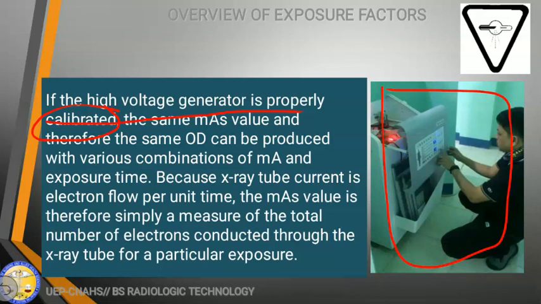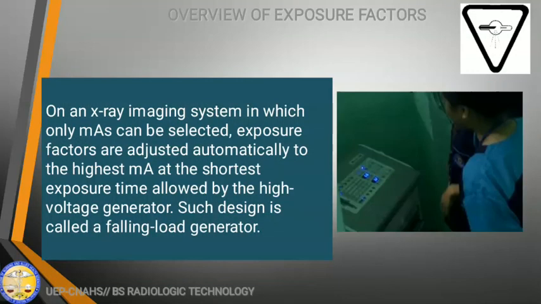So calibration is performed as part of our equipment maintenance. Because X-ray tube current is the electron flow per unit time, the MAS value is therefore simply a measure of the total number of electrons. Okay? So yun lang, the key term to remember is MAS, the number of electrons, so the quantity, and therefore it controls the optical density. So, on an X-ray imaging system in which only MAS can be selected, sabi ko nga sa UEP, we only have MAS lang yung nandun. So, exposure factors are adjusted automatically to the highest MA at the shortest exposure time allowed by the high voltage generator. Such design is called a falling load generator. Yun pala yun.